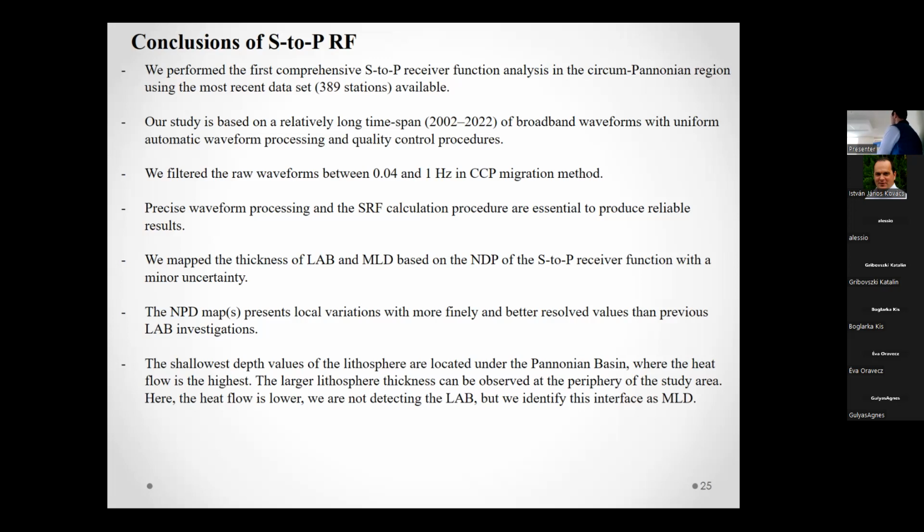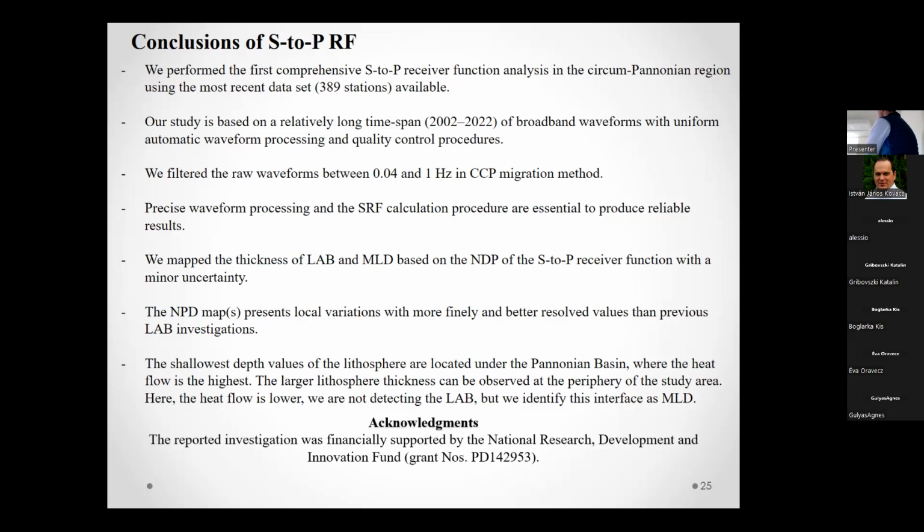And I think the most important take home message is that the shallowest depth values of the lithosphere are located under the Pannonian Basin, where the heat flow is highest. The larger lithosphere thickness is located beneath the orogens, where the heat flow is lower. We are not detecting the LAB, but we identify this interface as MLD. Yeah, but a little bit controversial. So, some acknowledgements, and thank you for your attention.